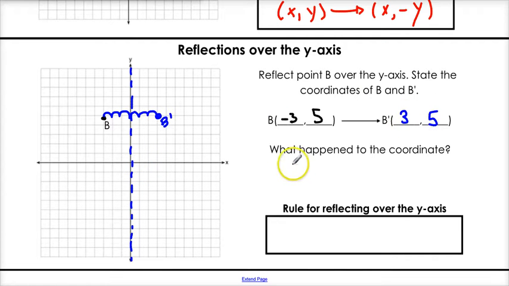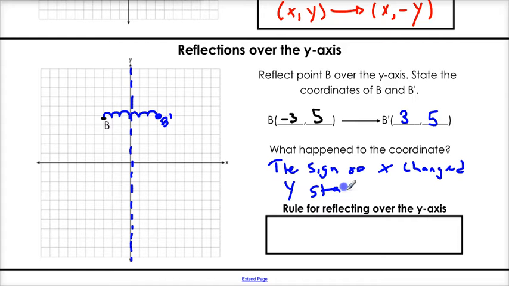And what happened to the coordinate? Well, in this case, the sign of x changed, but this time y stayed the same.